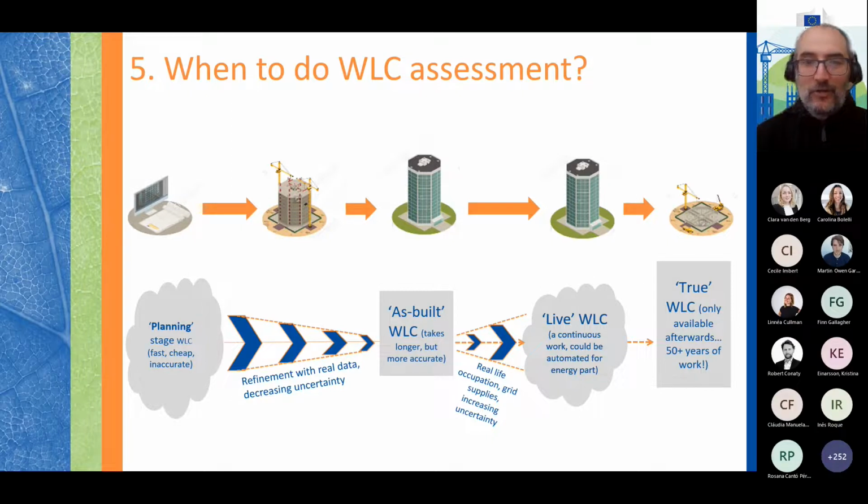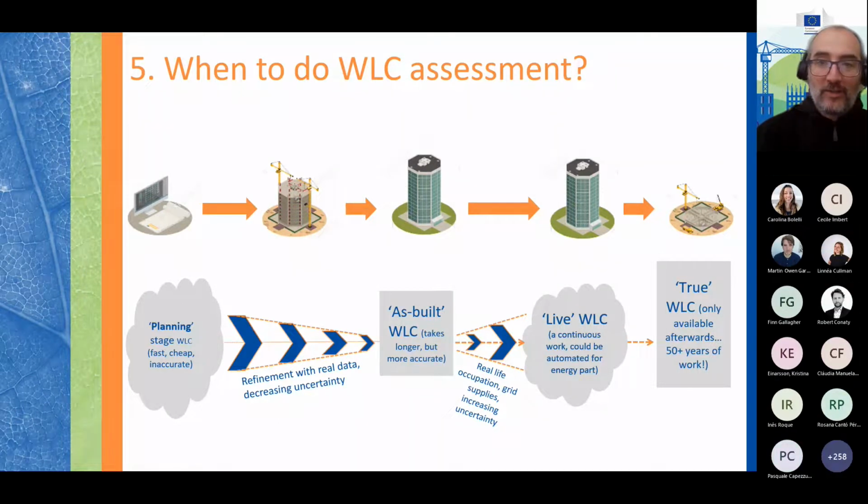Then you start to use the building, and on your operational side, the uncertainty starts to increase because you don't know how people really are going to behave. You can always estimate this, but real life is always a bit more complex, and people might use the building more intensely, less intensely. The grid supplies might change carbon factors that you didn't foresee.